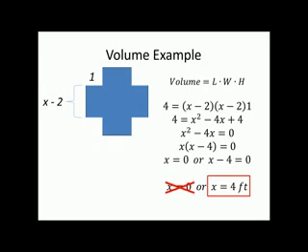So the original piece of sheet metal should be 4 feet wide and 4 feet long. And that will make us a box. Once we cut out the corners and fold it up, that box will be able to hold 4 cubic feet. So that's our last example.